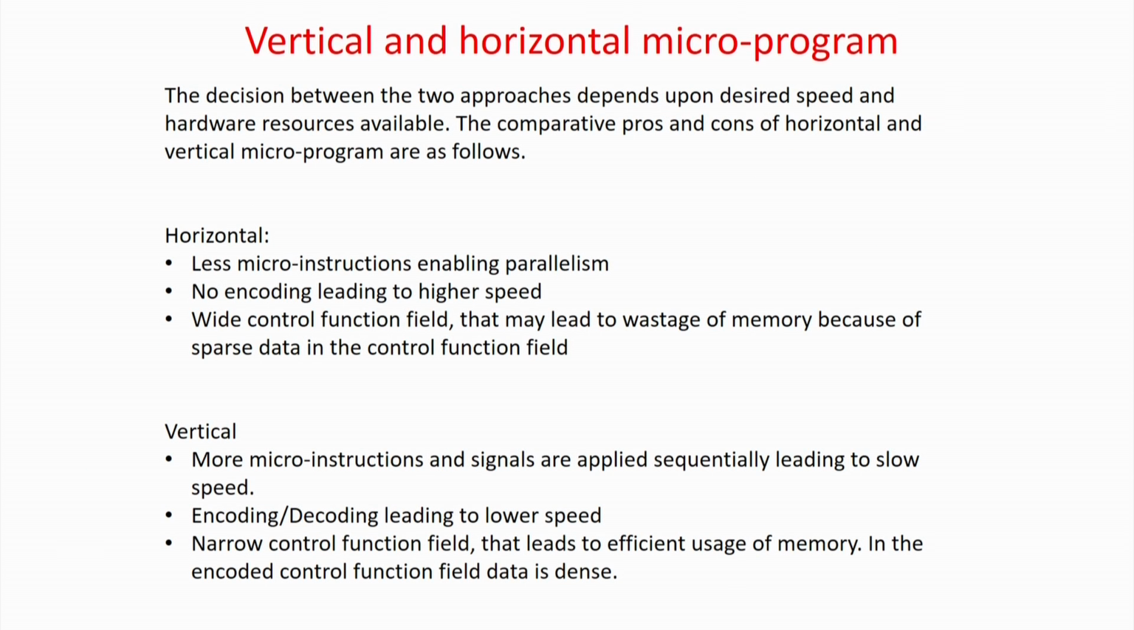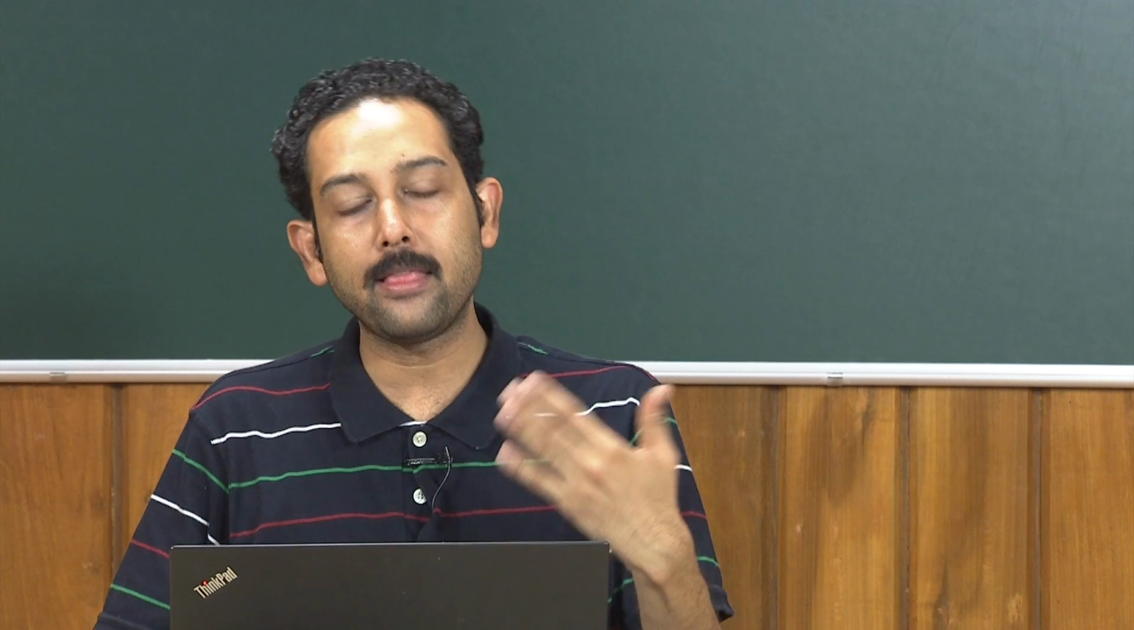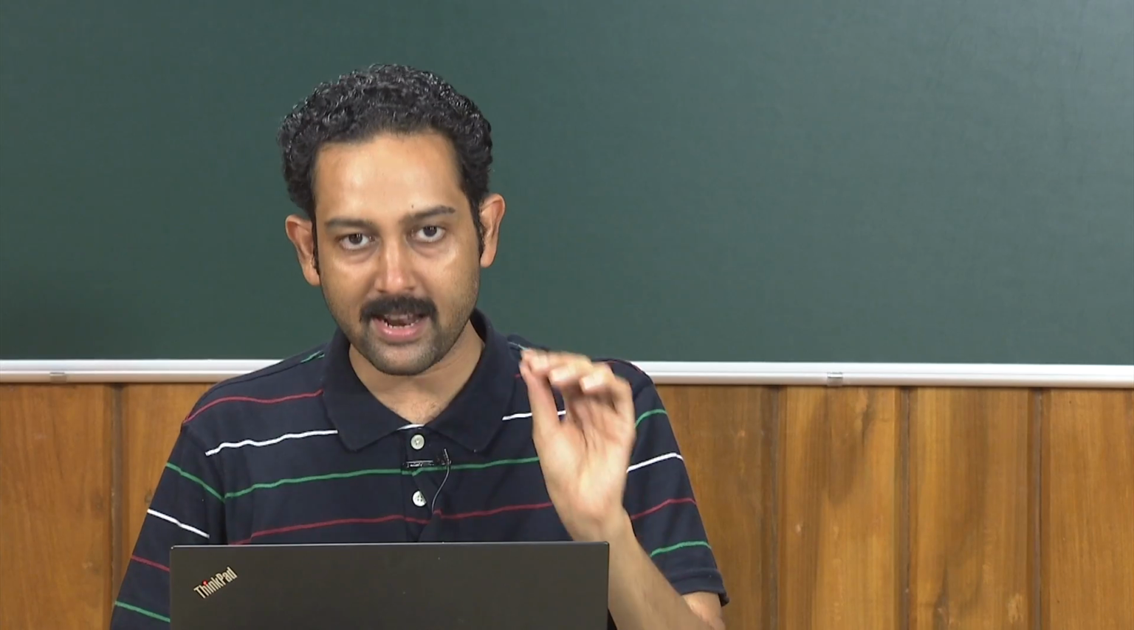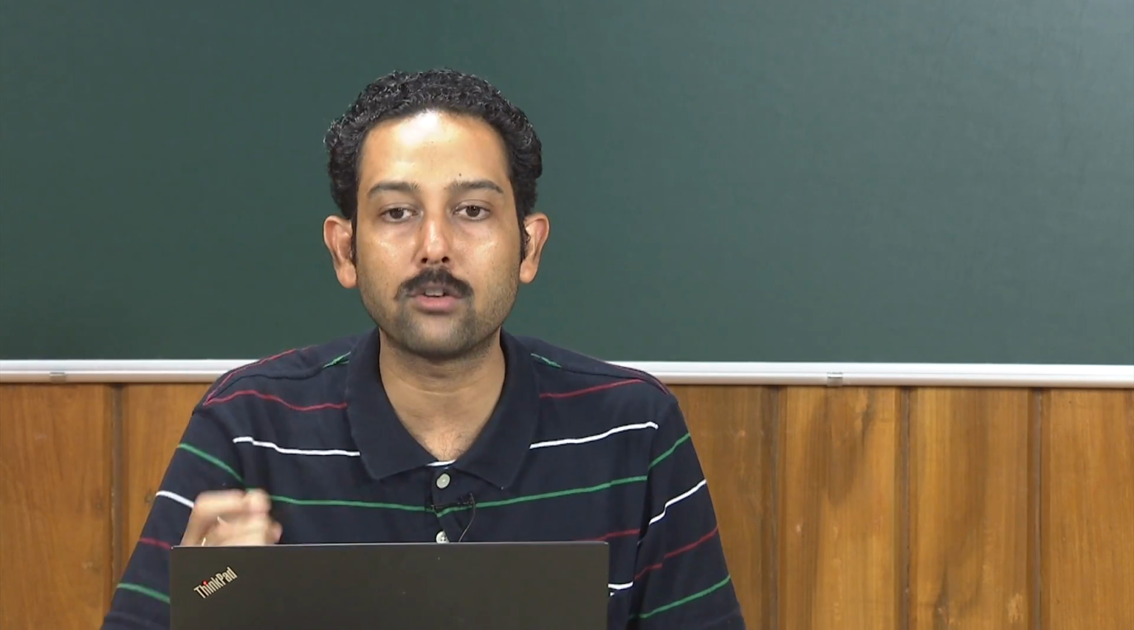So now, consolidating what we have discussed, in a horizontal microprogram fewer microinstructions are required. It is a fully parallel architecture, with no encoding, so extremely fast, but a wide control field is required, so the memory size will be higher. Because there are lots of zeros involved, since generally only 1 or 2 points need to be controlled simultaneously and made 1, there is memory wastage.